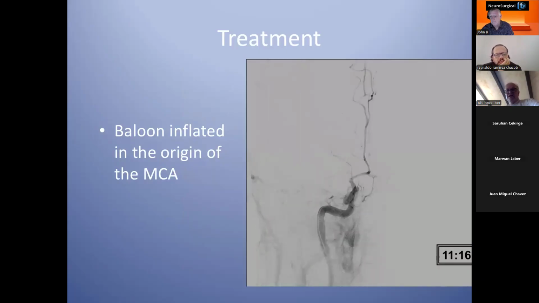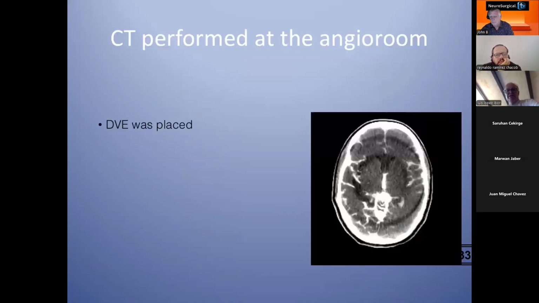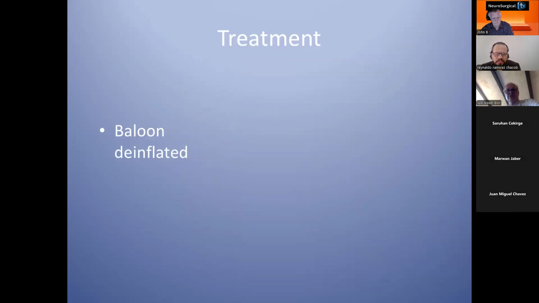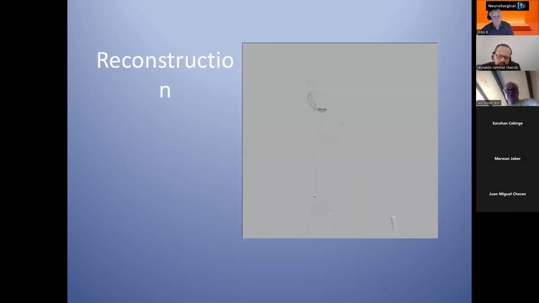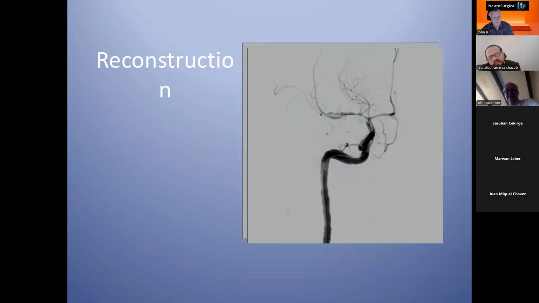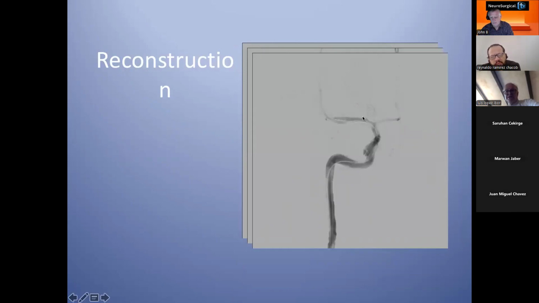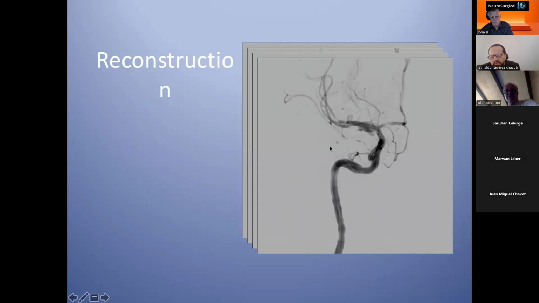And finally, I decided to sacrifice the middle cerebral artery. This is the CT scan. The balloon is deflated, and then it returns to bleed. At this point, I decided to reconstruct the artery. Reconstruction. This is the stent in the superior branch, but it continues to bleed.